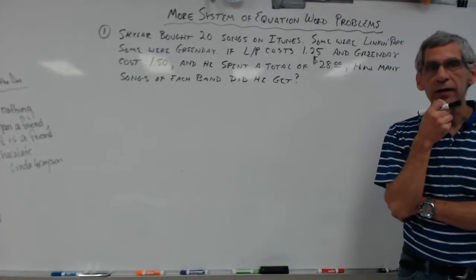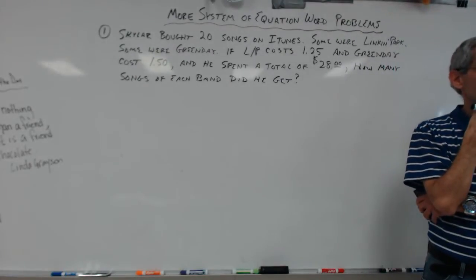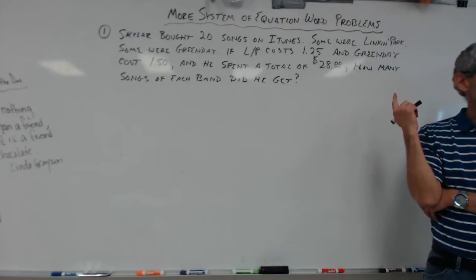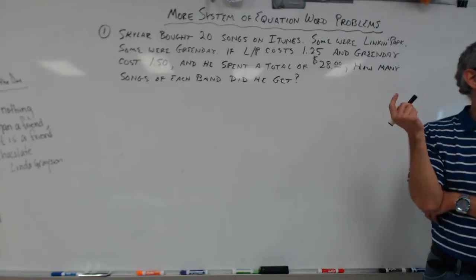So I have 2 unknowns. What are my 2 unknowns? X and Y. All right, in this case, I'm going to do Linkin Park songs, which is L, and Green Day, which is G. Does that make sense?